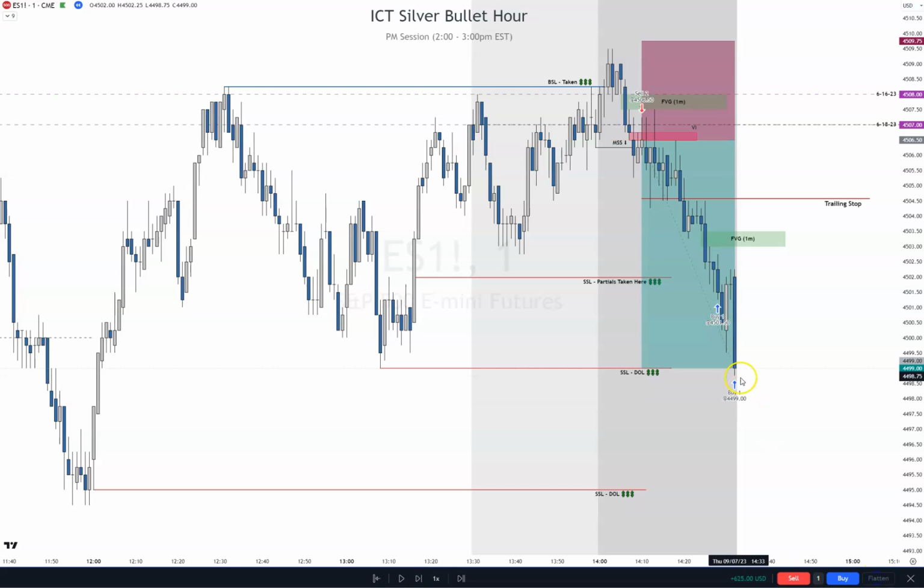All right, flatten again, right on the line there. Perfect, and close right there. Okay.